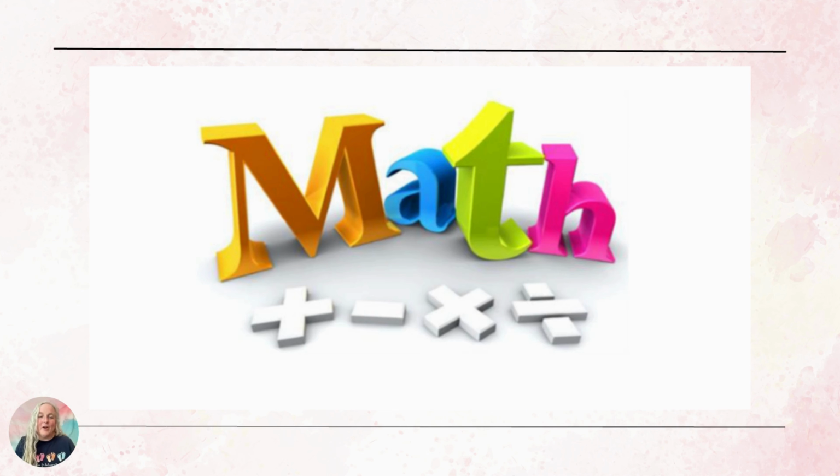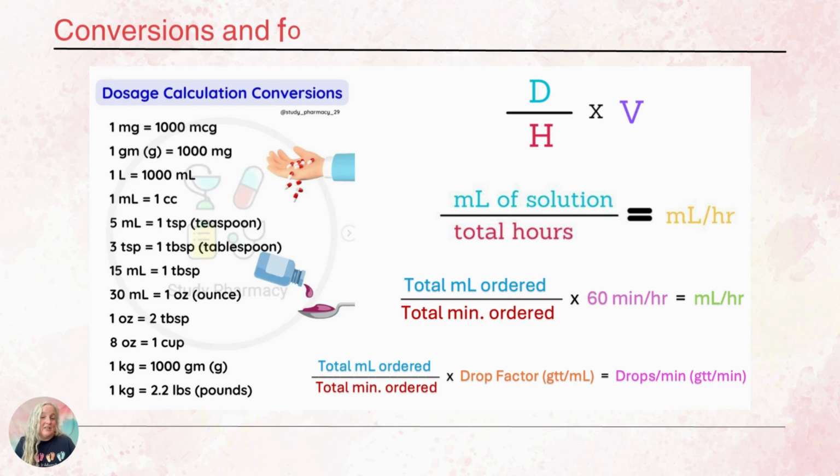Welcome to Everything OB Math Edition. Grab a paper and pencil and let's get started. These are the conversions and formulas we will be using. We're going to start by calculating the infusion rate in milliliters per hour.